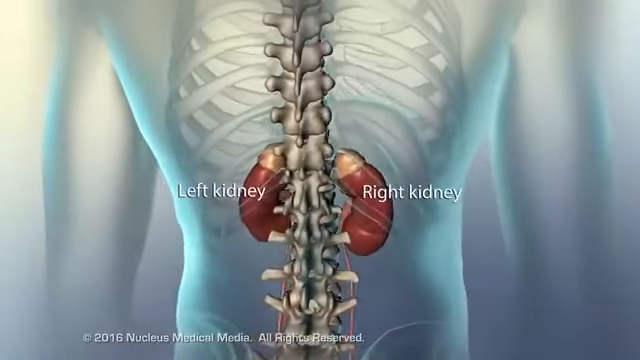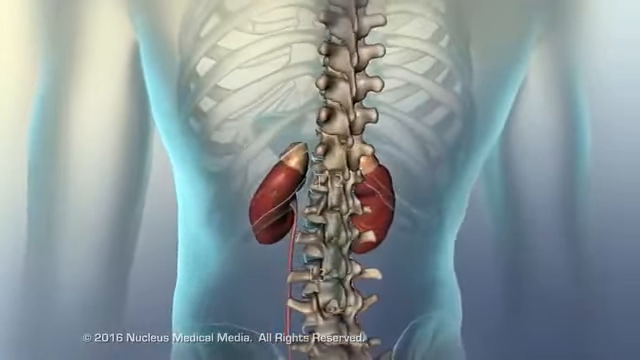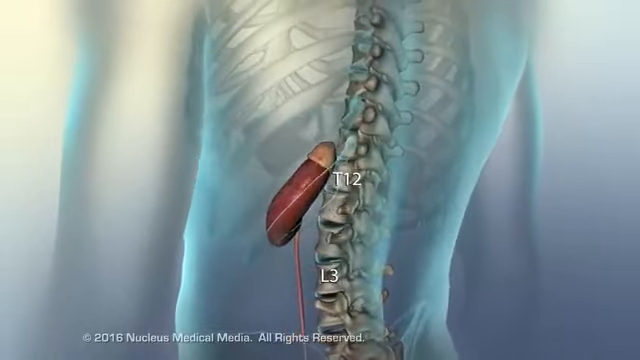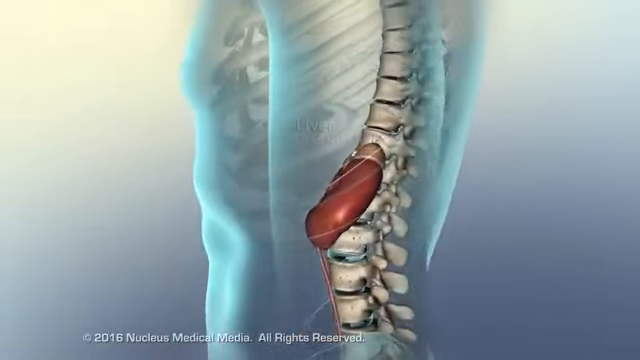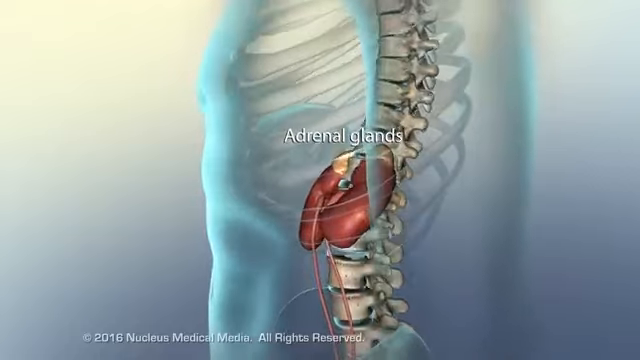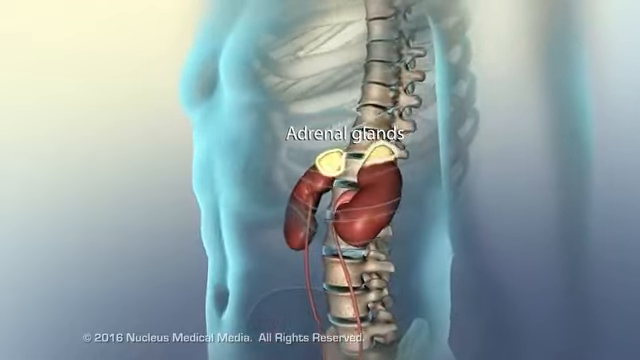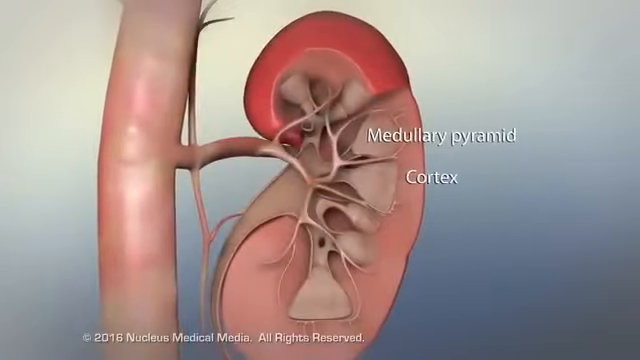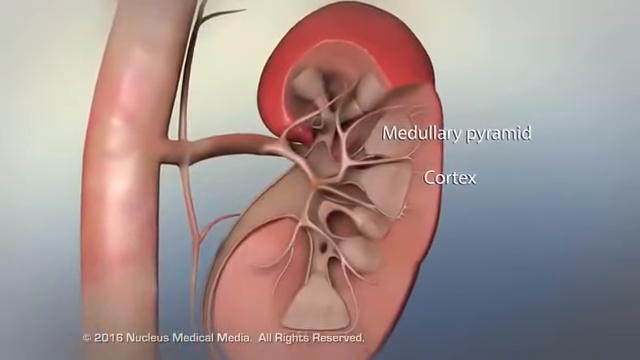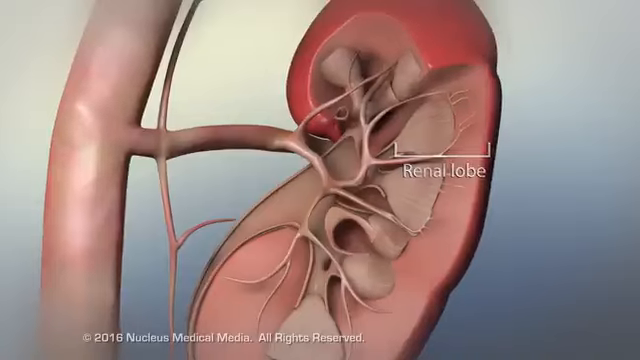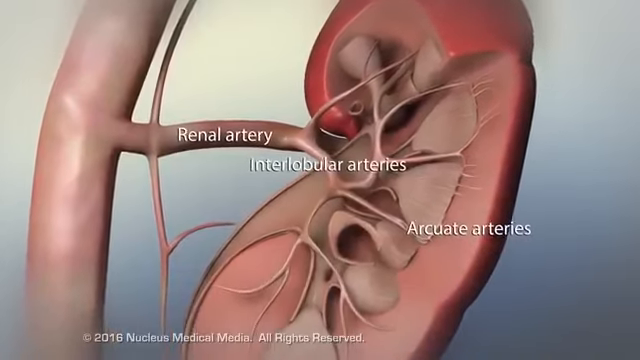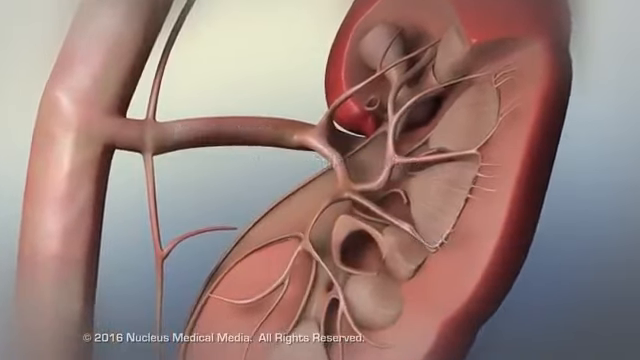The kidneys are located on either side of the spinal column in the posterior abdominal wall. Adrenal glands sit on top of the kidney. The medullary pyramid and outer cortex compose the renal lobe. Branches of the renal artery supply each renal lobe.